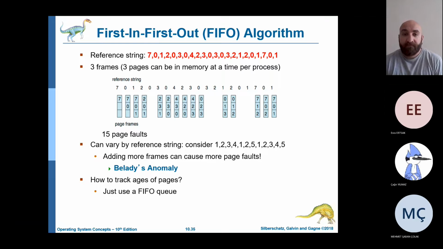To illustrate the problems that are possible with a first in first out page replacement algorithm, consider the following reference string. Assume that we have a reference string like that. So there will be more page faults in this case.